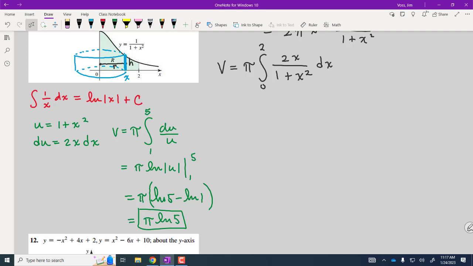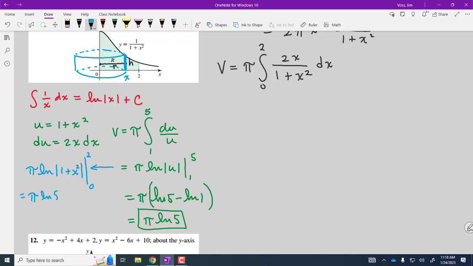If we take that pattern and move it forward, let's suppose at this stage we jumped out. Let's suppose that we didn't convert to u limits. If we didn't convert to u limits, we could go back to x's, and we could use our x limits, which are 0 to 2. Totally fine. This is going to also give us pi times natural log of 5, and if you plug in 0, you get natural log of 1, which is 0.